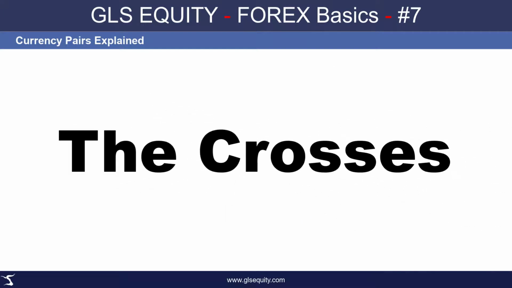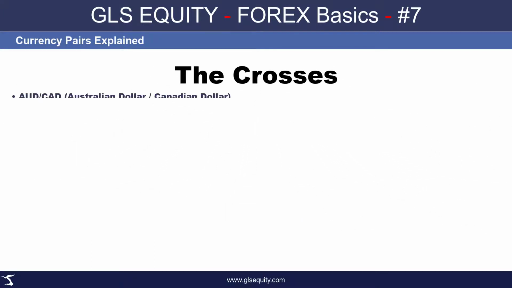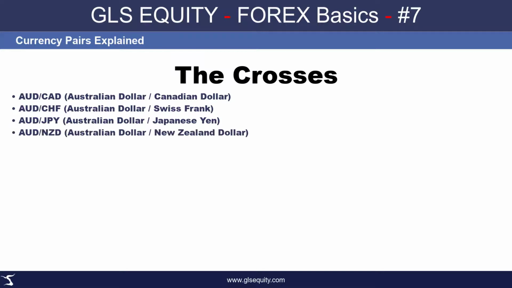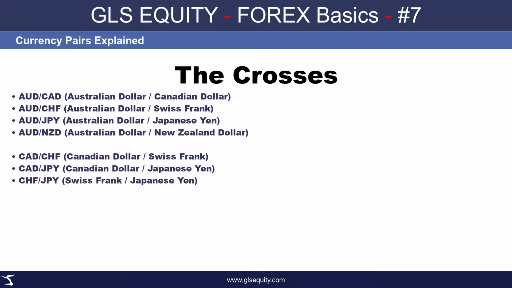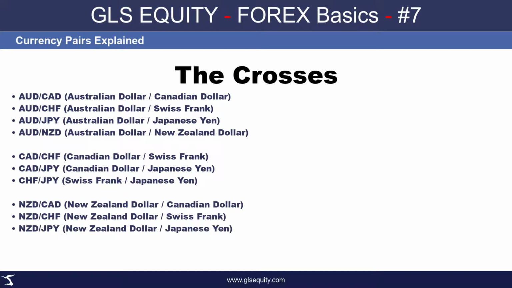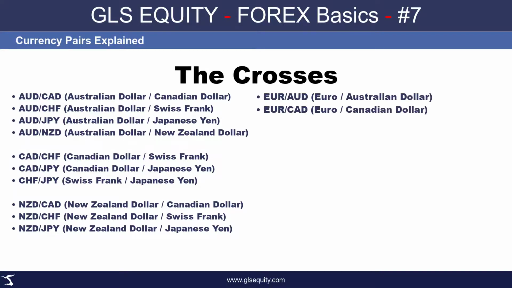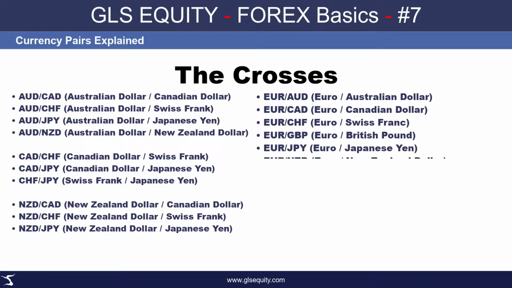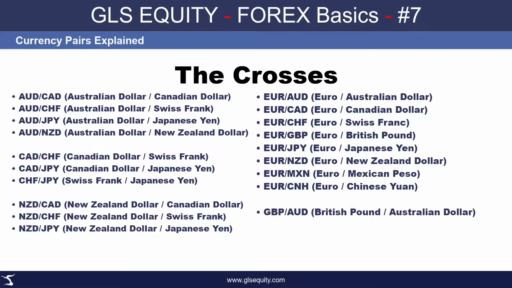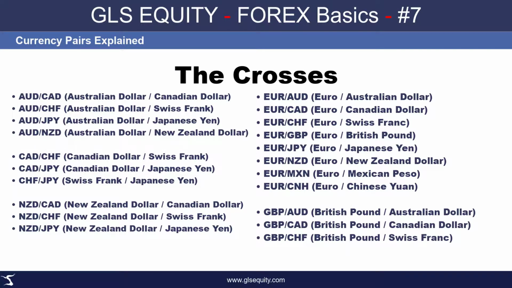Then we have the crosses, pairs not involving the US dollar. Australian dollar Canadian dollar, Australian dollar Swiss franc, Australian dollar Japanese yen, Australian dollar New Zealand dollar, Canadian dollar Swiss franc, Canadian dollar Japanese yen, Swiss franc Japanese yen, New Zealand dollar Canadian dollar, New Zealand dollar Swiss franc, New Zealand dollar Japanese yen, Euro Australian dollar, Euro Canadian dollar, Euro Swiss franc, Euro British pound, Euro Japanese yen, Euro New Zealand dollar, Euro Mexican peso, Euro Chinese yuan, British pound Australian dollar, British pound Canadian dollar, British pound Swiss franc, British pound Japanese yen, British pound New Zealand dollar.